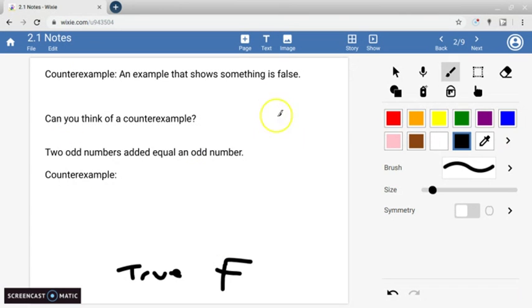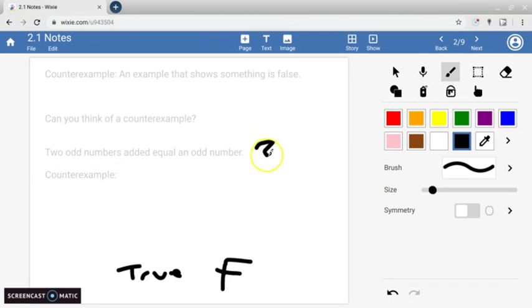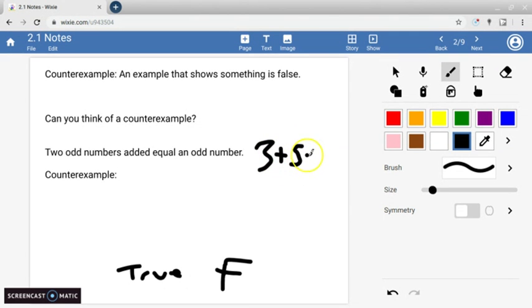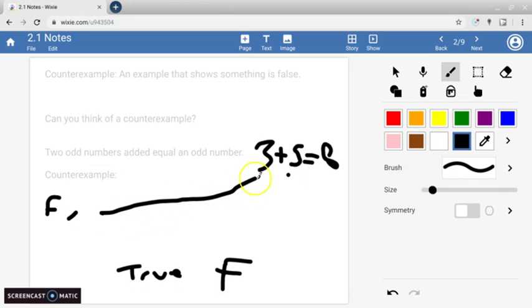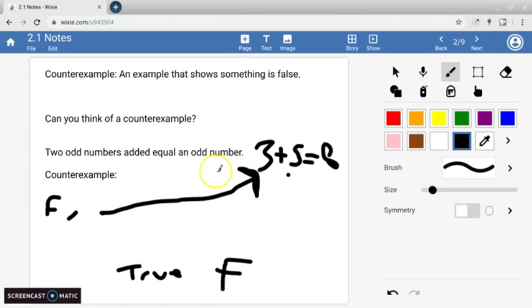Well, I can tell you that this is false for every situation, because anytime you have two odd numbers added, it always equals an even number, not an odd number. So you could say for the counterexample, F, and then comma, and then you could write your counterexample. And there's a whole lot. You could say 1 plus 1, that's 2. You could say 3 plus 7, that's 10. Or 3 plus 5, that's 8. Okay, good.